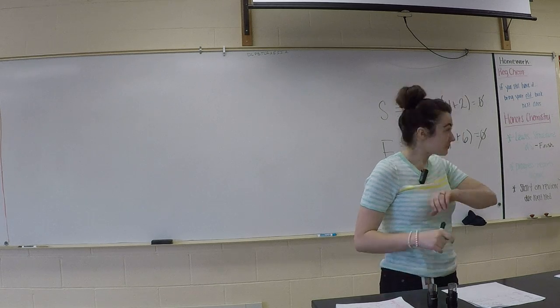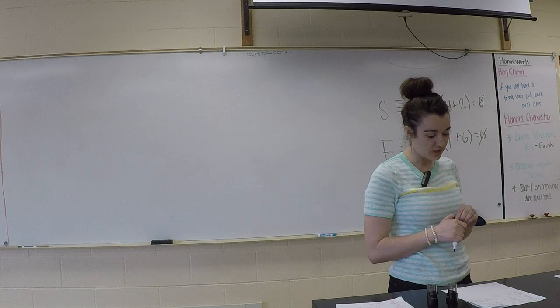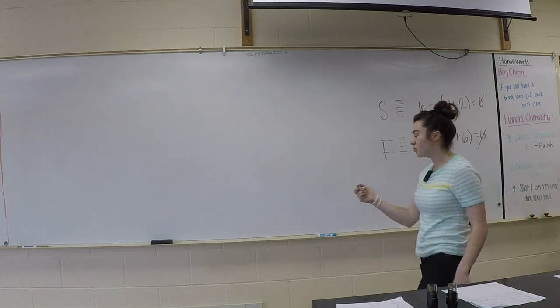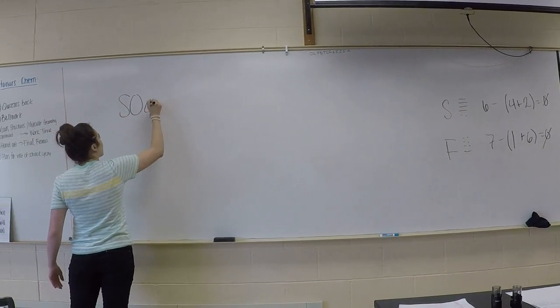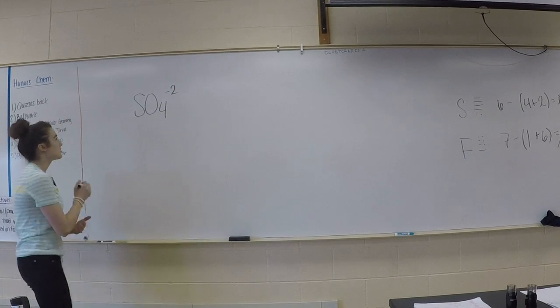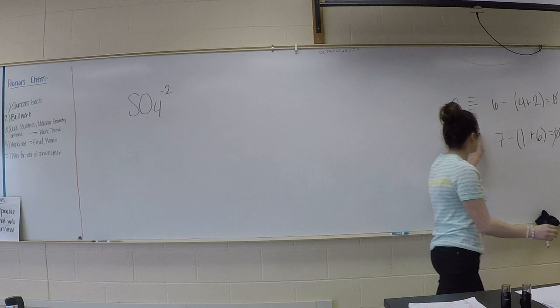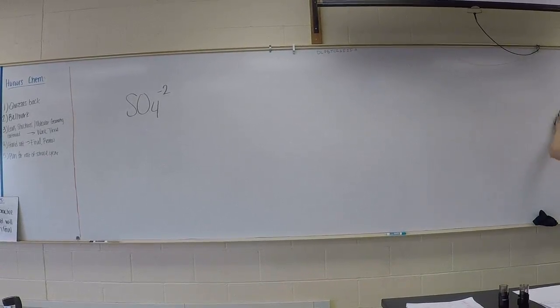Okay, so now we start into the fun part. Number 7 is sulfate. SO4 negative 2. What does the negative 2 mean? Well, that is a great question. So now that means when we have all of our formal charges, they all need to add up to what do you think? Negative 2.